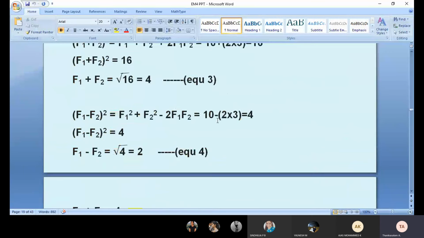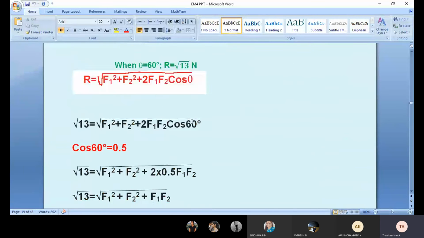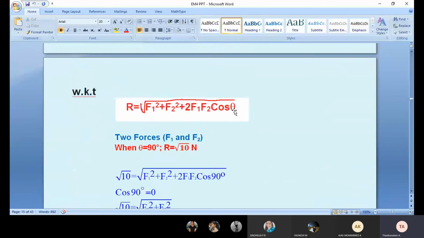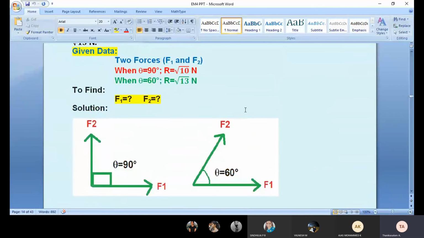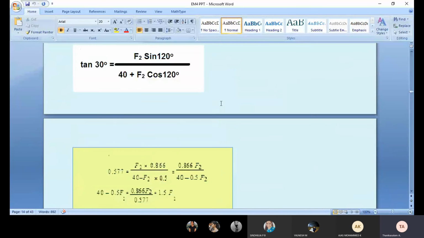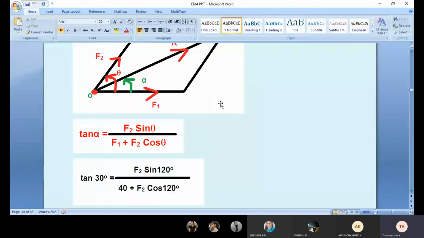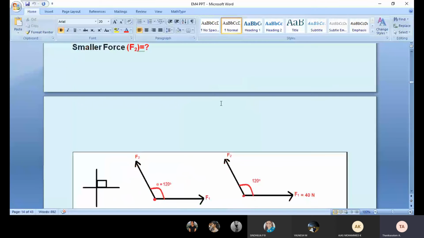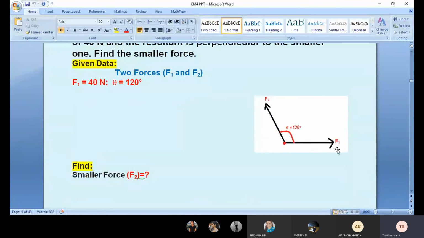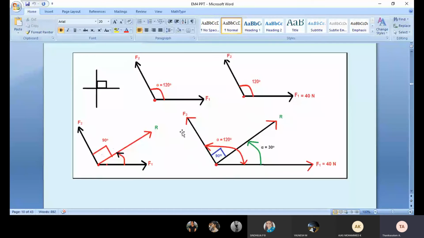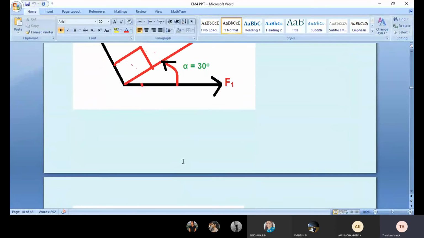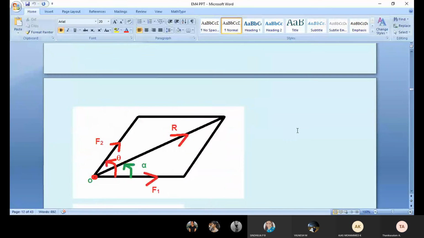Okay, we discussed this problem: the resultant and angle are given, and we want F1 and F2. And we discussed this problem also: 2 forces are acting, one force value is given and the other force is not given, and we want to find it. But a resultant condition is given. What is the resultant condition? The resultant is at 90 degrees with respect to the smaller force. So we got alpha, then we solved the problems. Tan alpha equals this.